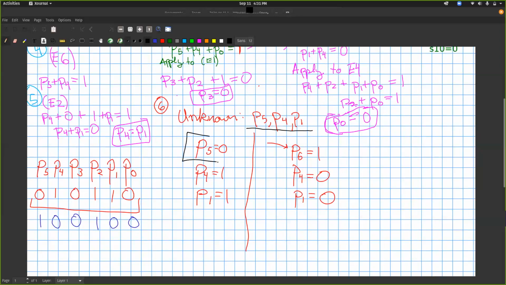So we can make a free choice that P5 is equal to 0. Then P4 has to be its opposite because of this equation, and then P1 has to be identical because of this equation. So that determines one solution, which is 0, 1, 0, 1, 1, 0. And you could have chosen P5 to be equal to 1, in which case P4 has to be the opposite and P1 has to be identical to P4. So that gives another solution, 1, 0, 0, 1, 0, 0.